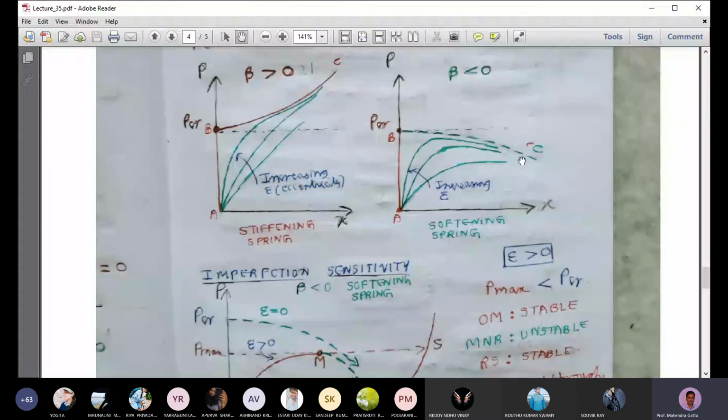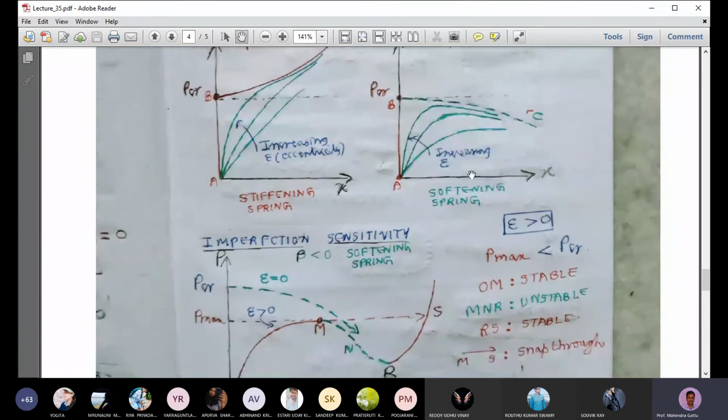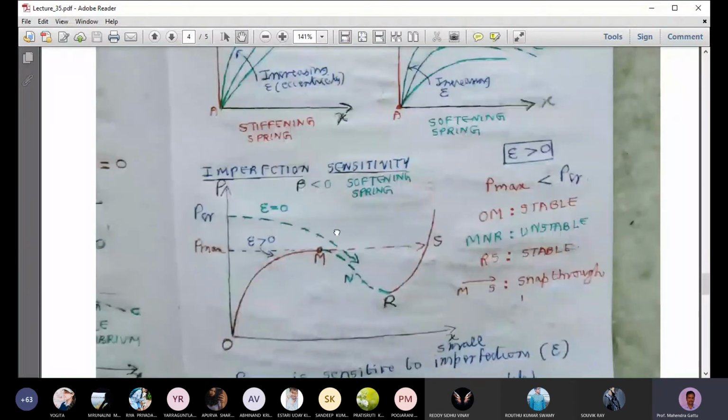So this is the interesting thing. The P maximum is less than P critical here. For a stiffening spring, P max exceeds P critical, so we are not worried about it. But here, the theoretically calculated P critical exceeds the experimental value P max. So let's look at this softening spring one more time.